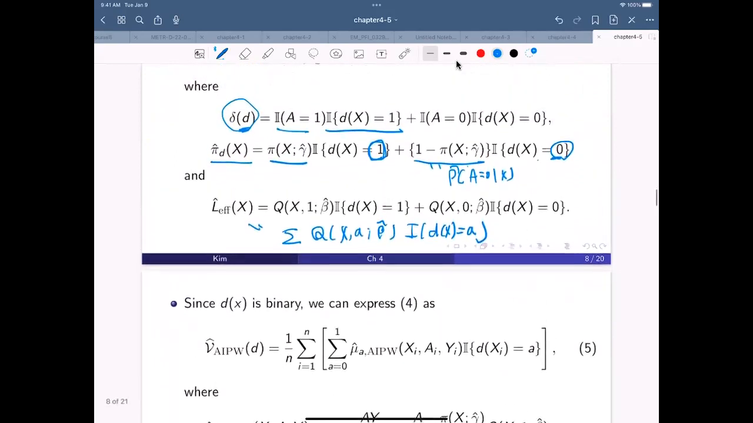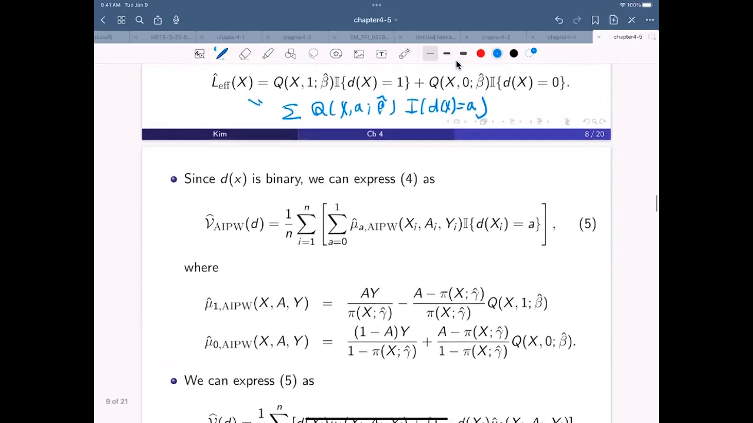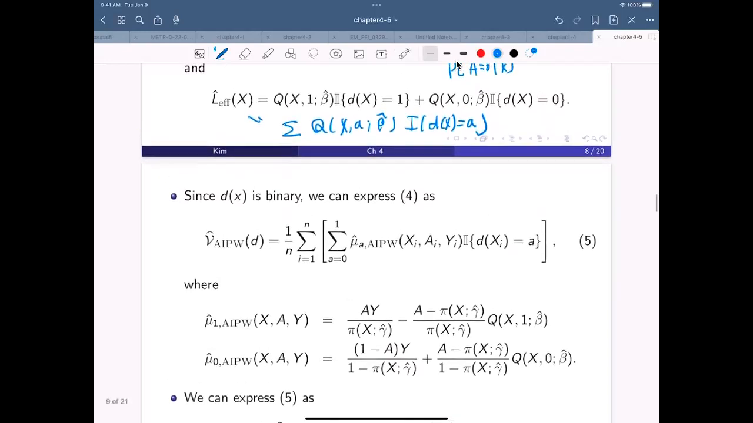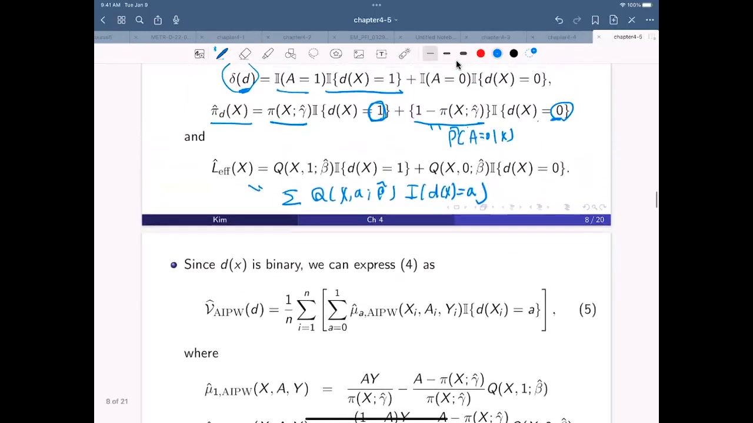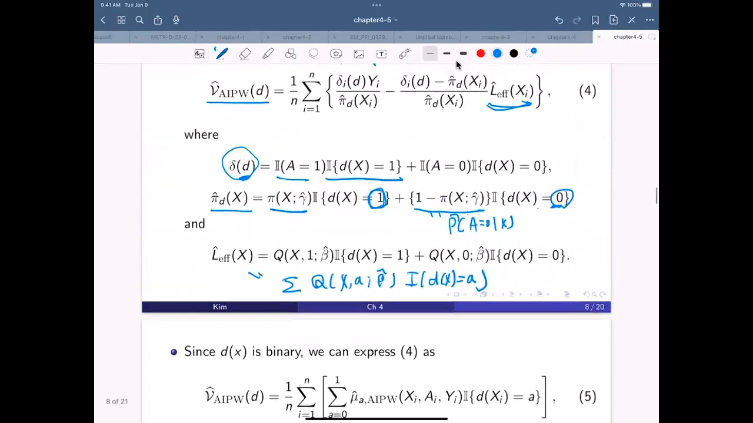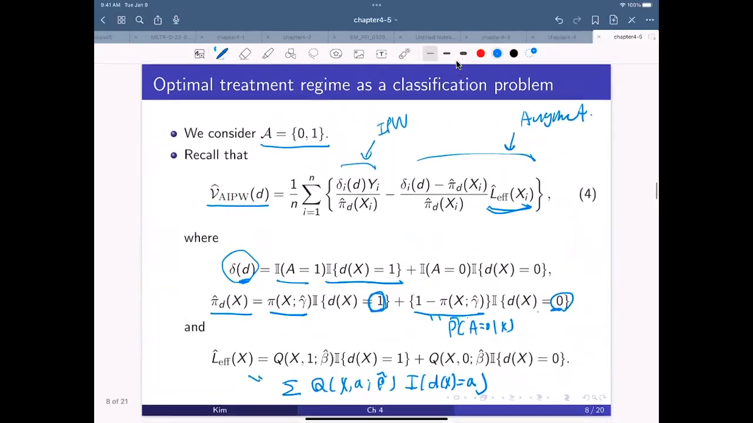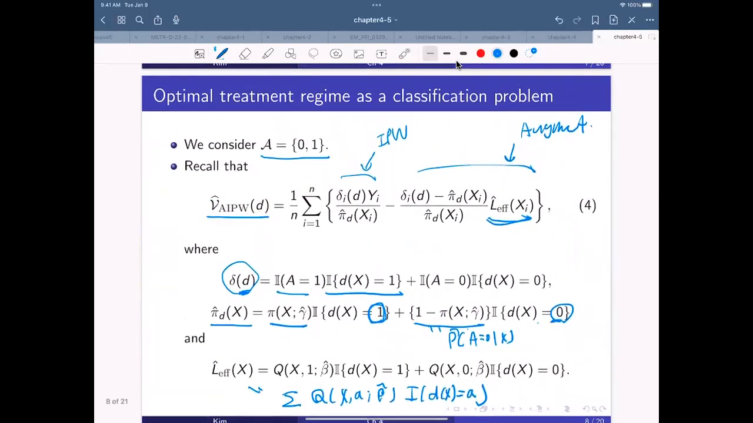Now, I made a typo, so I fixed it. This might be different from your slide, but I uploaded the updated one in Canvas. There are a lot of new concepts.